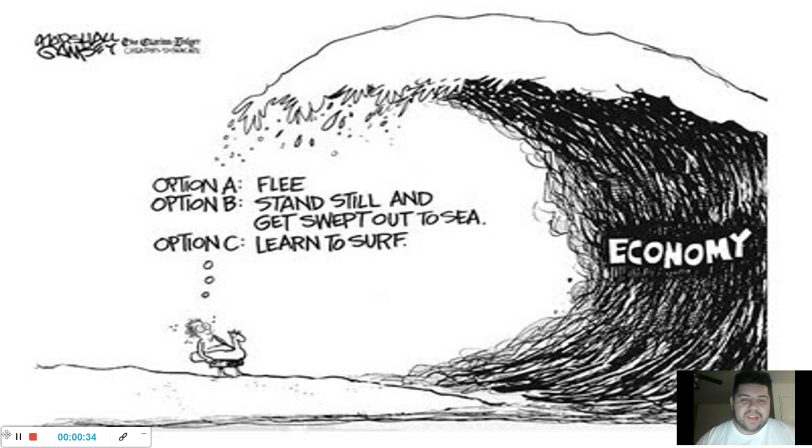Now, the second question is this. I really want you to look at the three options for this particular person. It says flee, stand still and get swept out to sea, or learn to surf. What I want you to do is really think about yourself in this economic class. Are you the type of person who's going to just run away from it? I don't want to learn this. I'm going to try to avoid it as much as possible.